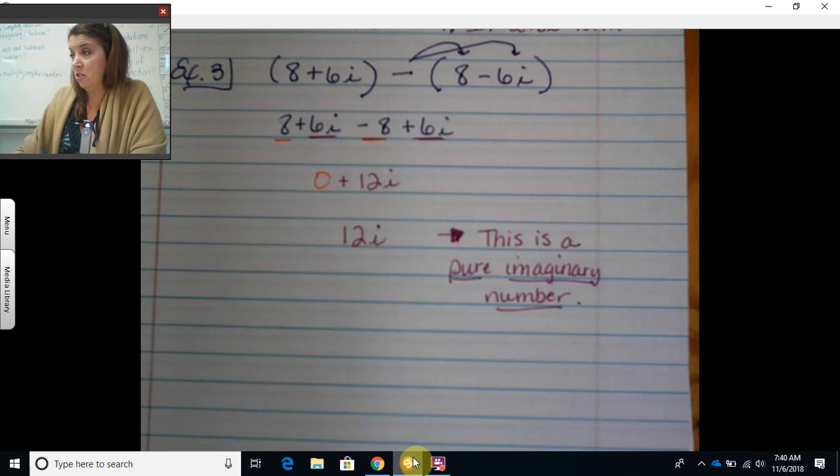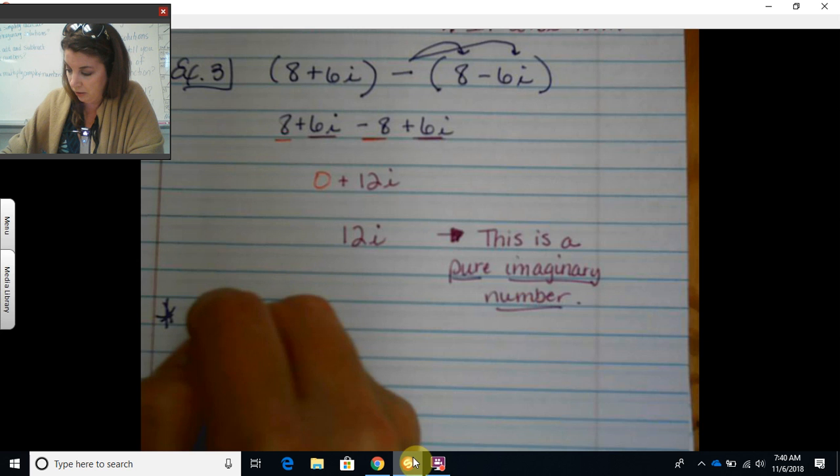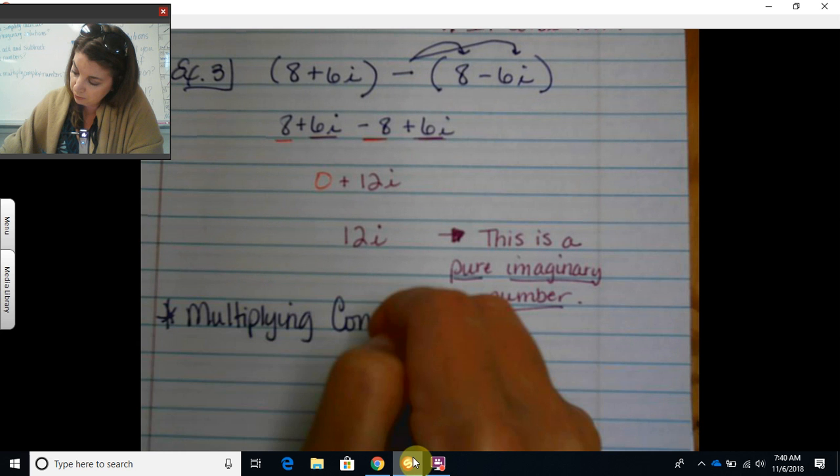All right, so y'all cool with adding and subtracting complex numbers? All right, easy stuff. So now let's multiply complex numbers. Pretty simple as well. There's only one little tricky part that we have to remember. Multiplying complex numbers.